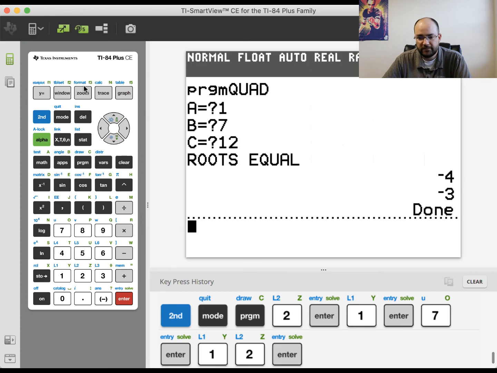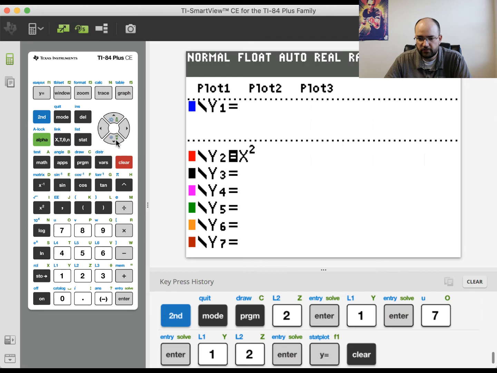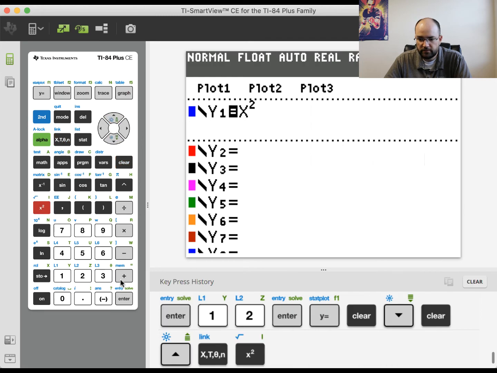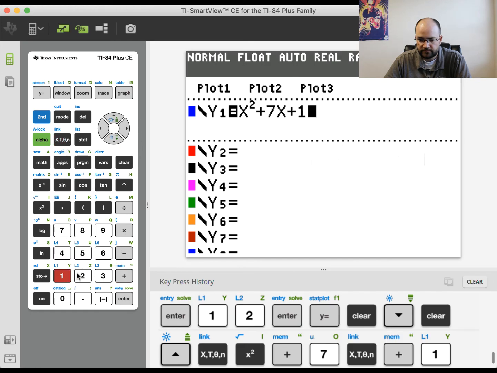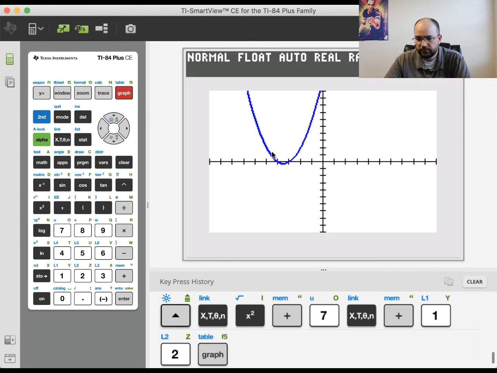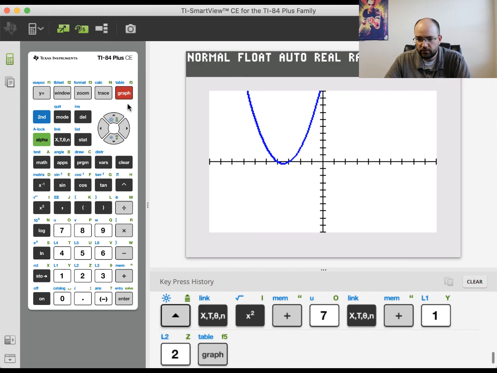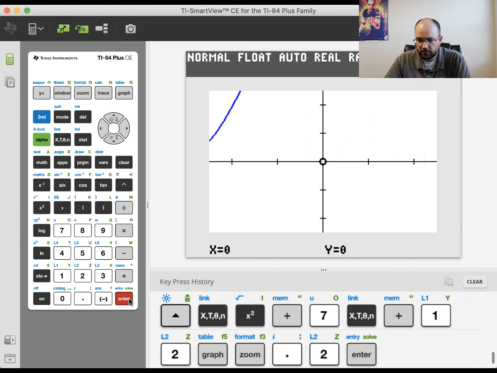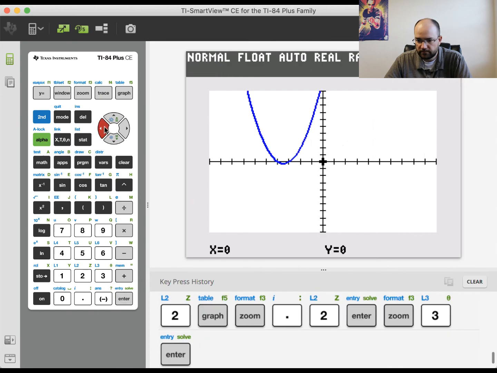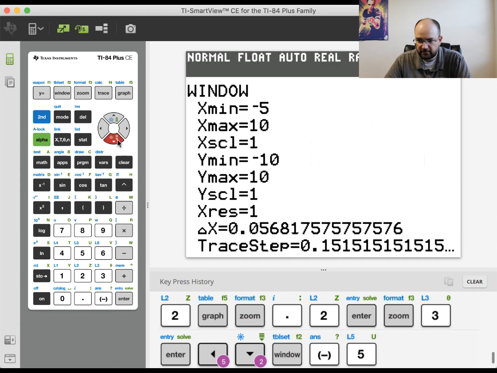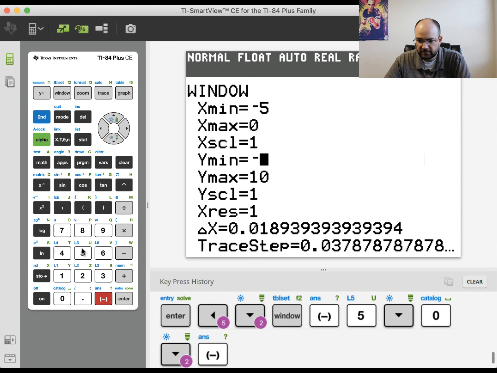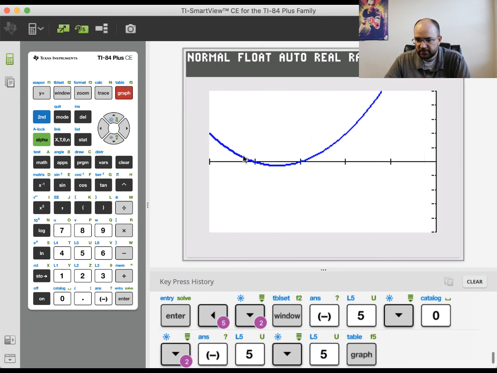Alrighty, well, that's pretty much it. Let's go ahead and graph this. If we were to graph x squared plus 7x plus 12, press graph, and there you go. Notice that the vertex is just right here below. Oops. Zoom out just a little bit. Let me change the window to negative 5 to 0, and then negative 5 to 5. That helps us zoom in. So the vertex is right there, and you can see how it's just below the x-axis. So it crosses in 2 different places there.